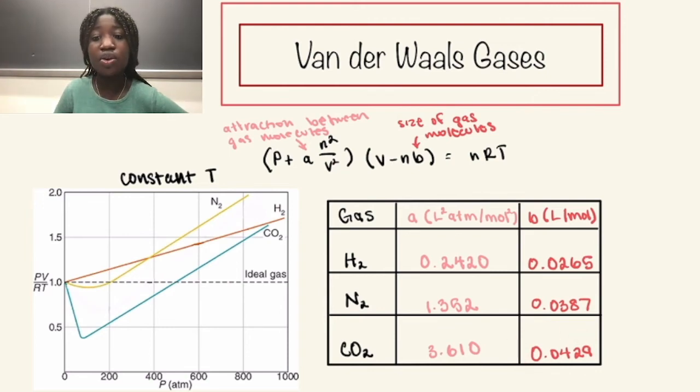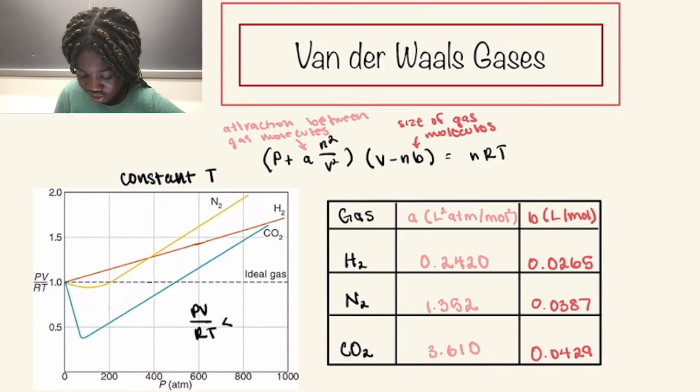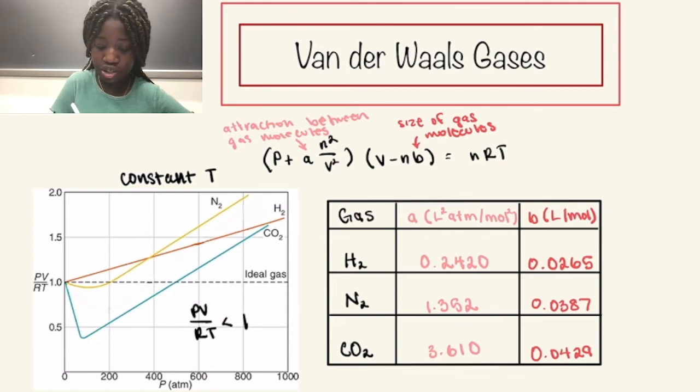And now let's go into the 2 regimes of this graph, above and below the ideal gas line. Now, below the ideal gas line, PV over RT is less than 1. In this region, the gas molecules are highly attracted to each other, which is causing a reduced pressure and volume. That means that this region is controlled by the a constant, as the a constant relates to attraction.